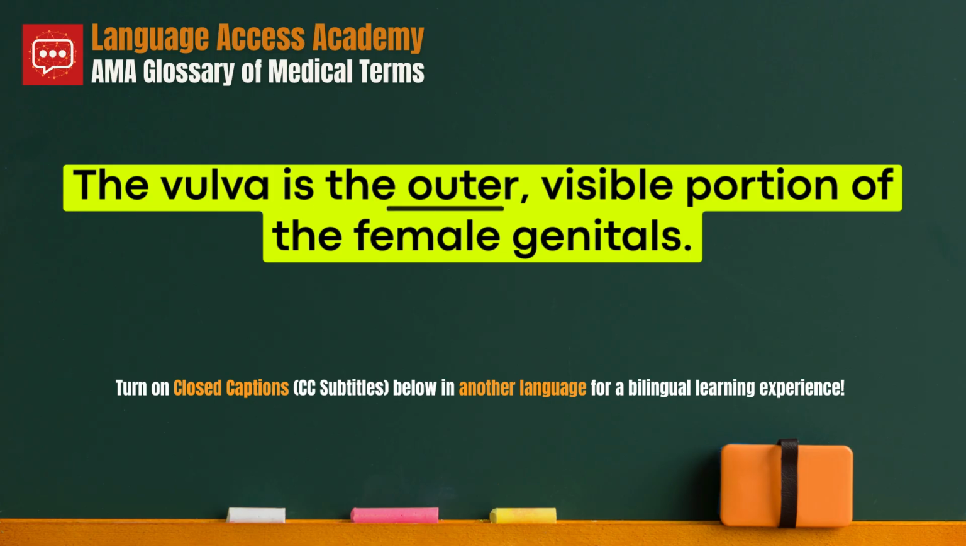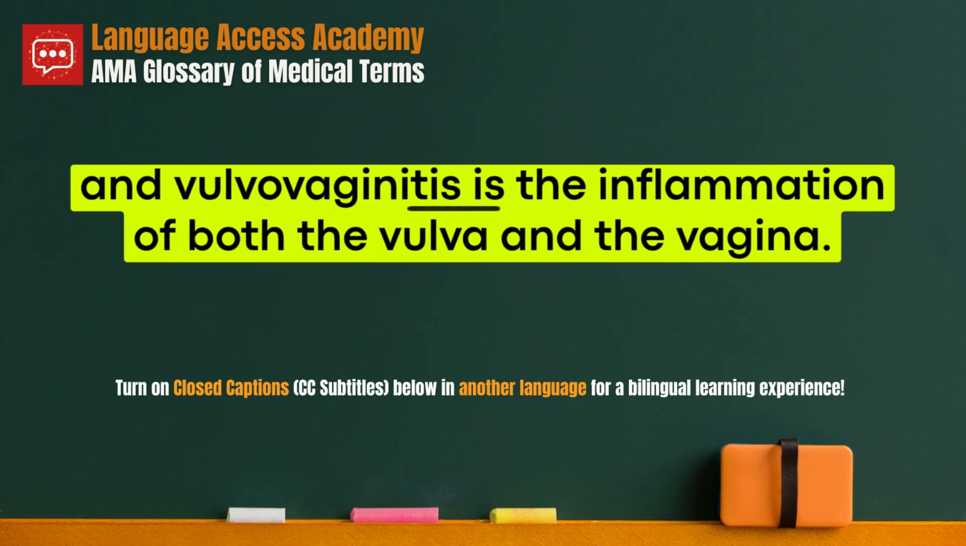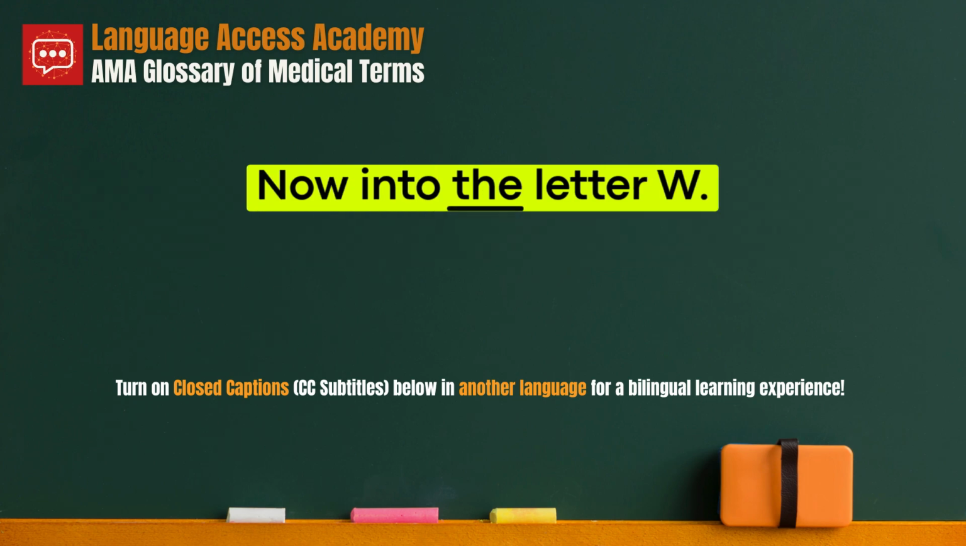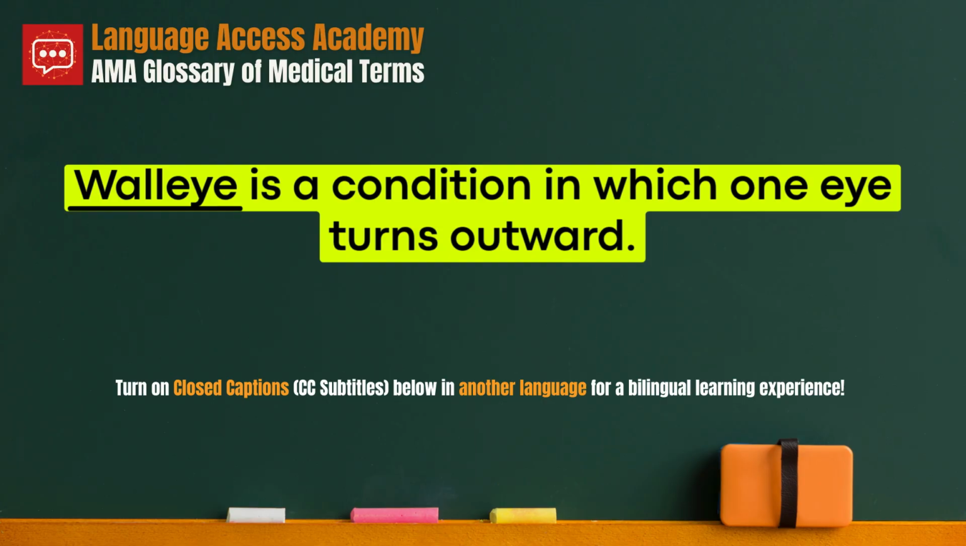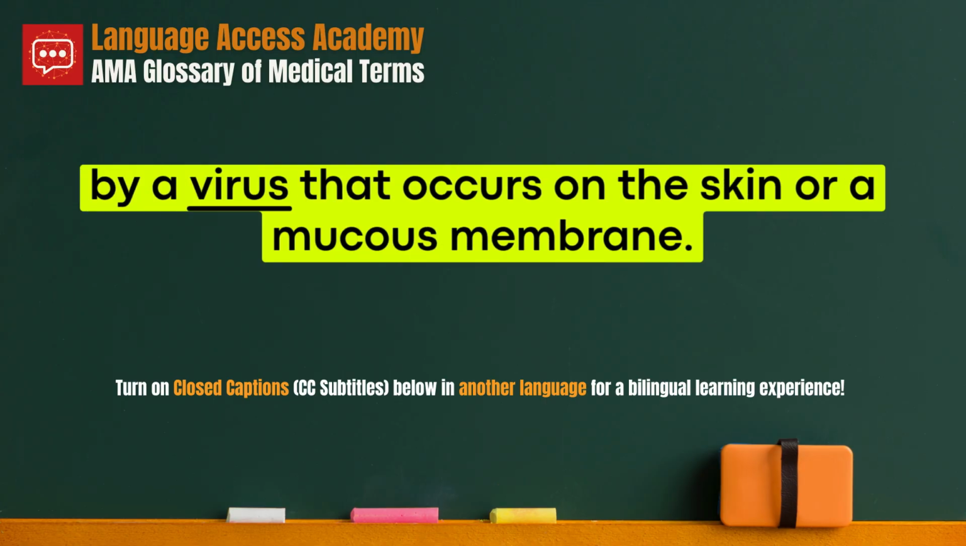The vulva is the outer visible portion of the female genitals. Vulvitis is the inflammation of the vulva, and vulvovaginitis is the inflammation of both the vulva and the vagina. Now into the letter W. Walleye is a condition in which one eye turns outward. A wart is a contagious harmless growth caused by a virus that occurs on the skin or a mucous membrane.